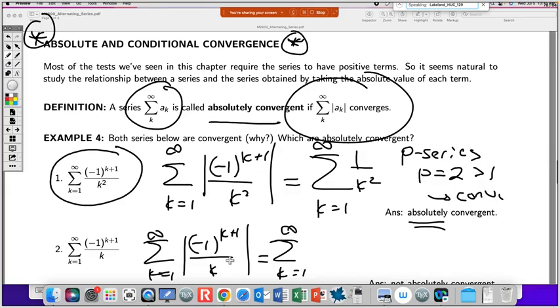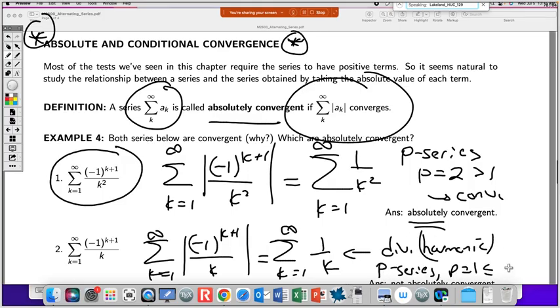You take the absolute values there. The k is already positive. The negative 1 is going to become a what? Positive 1. And that's the harmonic series. This is the divergent harmonic series. Or you could say it's a P series, P is 1, less than or equal to 1. Either way, this would be not absolutely convergent.